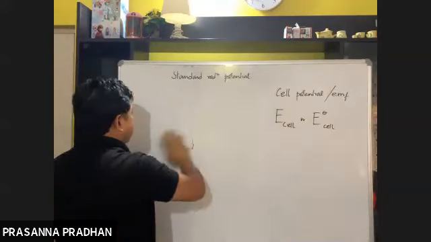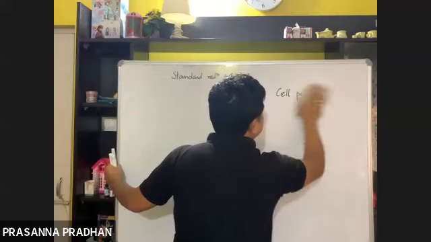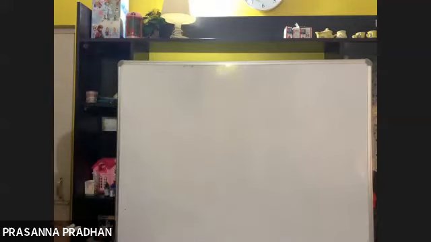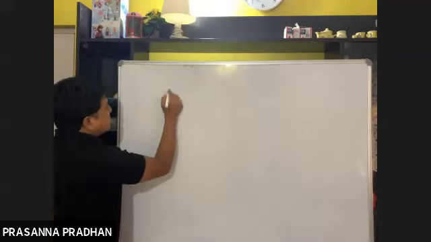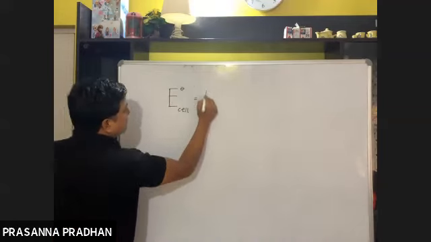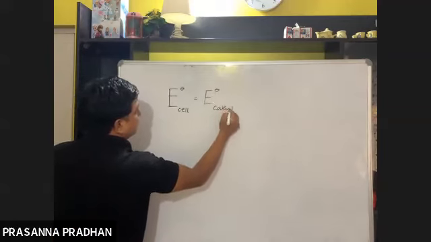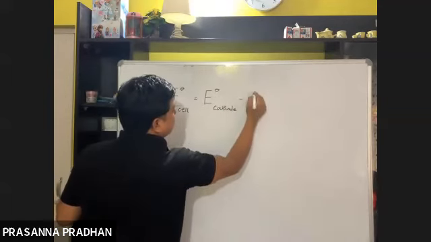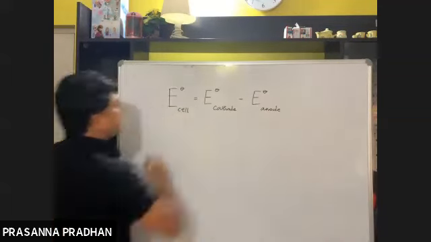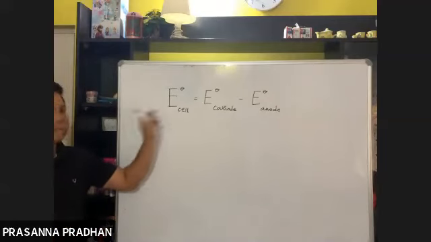Now, what is the formula for calculating the standard cell potential? Just pay attention. The standard cell potential, E naught cell, the formula is E naught cathode minus E naught anode. So this is the formula for calculating the E naught cell and not E cell. I'm not talking about E cell. Here I'm talking about E naught cell.